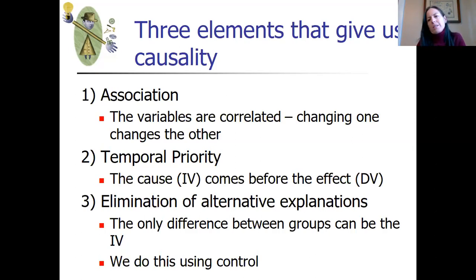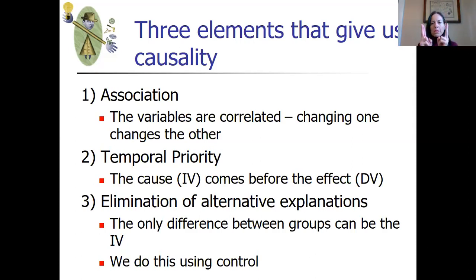And then finally, and this is the one that we're going to spend a little bit more time on, is elimination of alternative explanations. So getting rid of any alternative explanations. In this case, what you want is the only difference between groups to be the independent variable. And remember, the independent variable from the last lecture is the cause. And we do this using control. So let's say we wanted to see if vitamin C prevented illness. We would want one group that gets vitamin C and one group that doesn't get vitamin C, and then we look at them and see what their illness is.